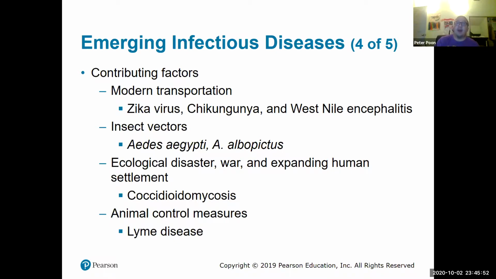Other things, modern transportation, expanding human settlement, all of these are contributing factors for emerging infectious diseases, as is humans traveling into wildlife. That's what brought on COVID-19 really. Humans moving into the wilderness and killing animals and eating them, and that includes bats and stuff like that.